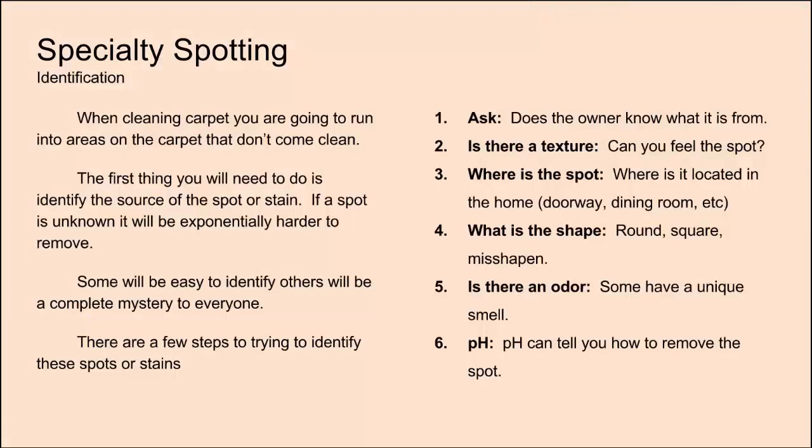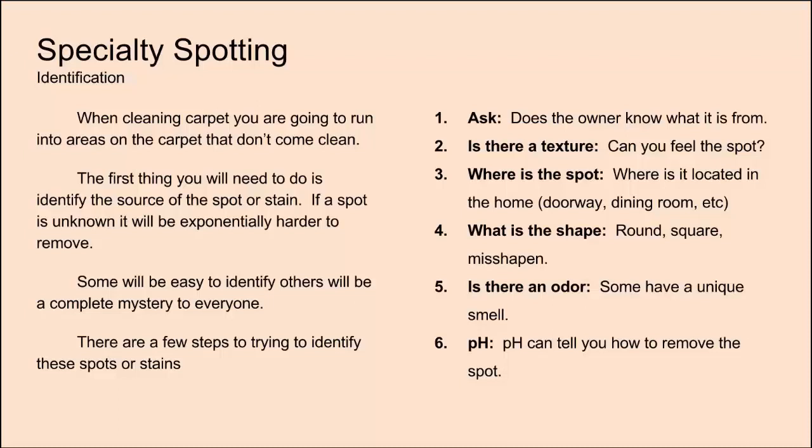So now when you're dealing with a spot, say you've cleaned the whole carpet and now you have a spot that didn't come out in your cleaning, the first thing you need to do is identify the source. You need to know what type of spot it is in order to remove it properly or efficiently. Sometimes it's going to be easy. You're going to just know what it is. Other times it's going to be a mystery to everybody in the house.